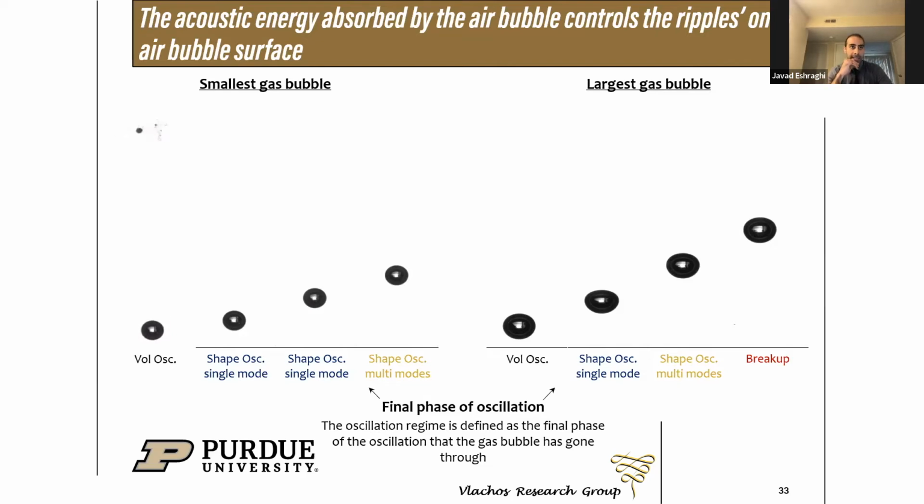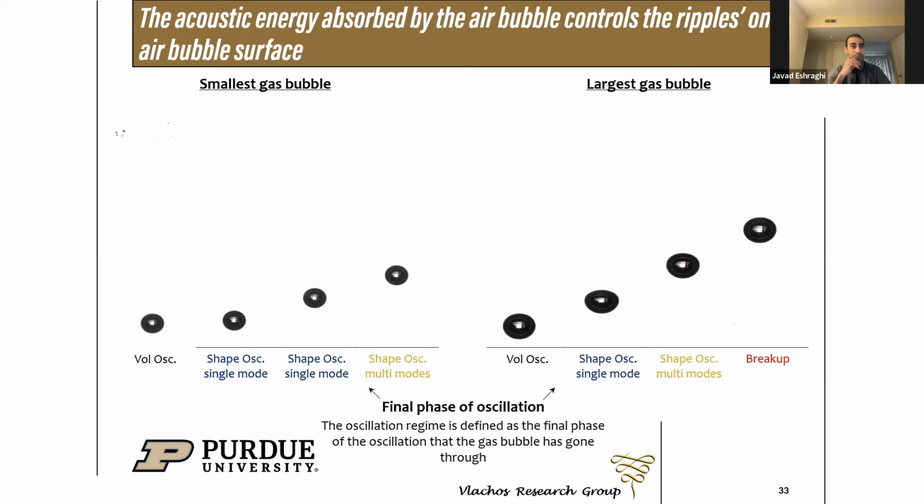Once the cavitation bubble is generated, the air bubble starts oscillating in the volume oscillation regime. The volume oscillation means the radial expansion and contraction of the bubble without varying its shape. As soon as the incident acoustic wave is sufficiently intense, the oscillation surface of the air bubble becomes unstable due to the forcing of large amplitude volume oscillation, which leads to the onset of shape oscillations.